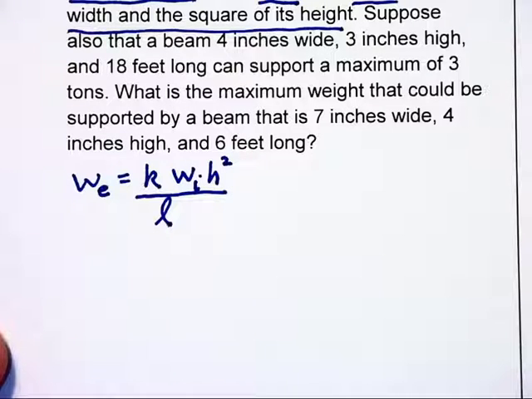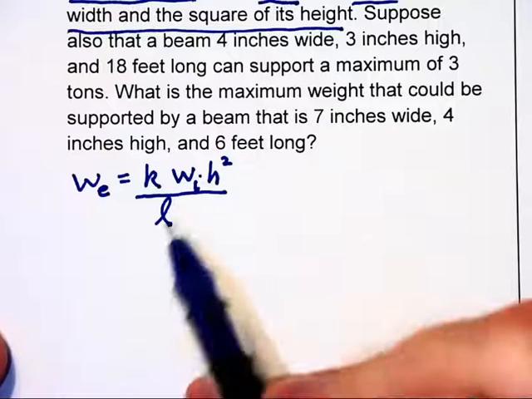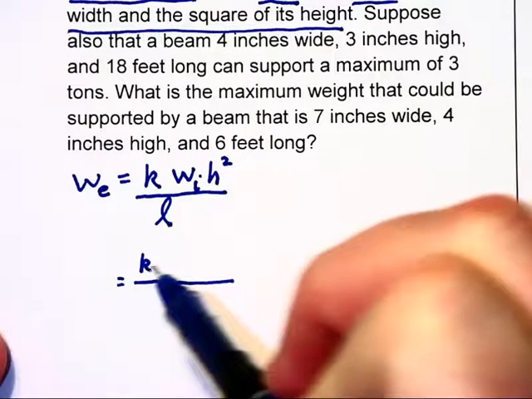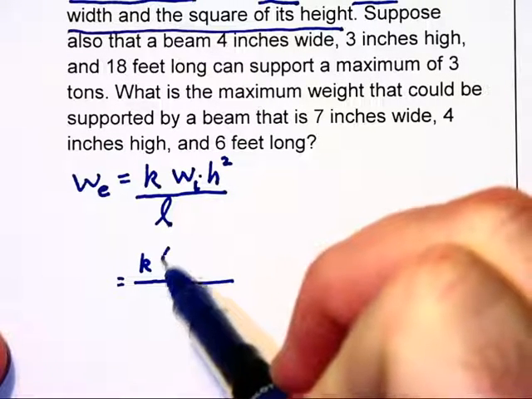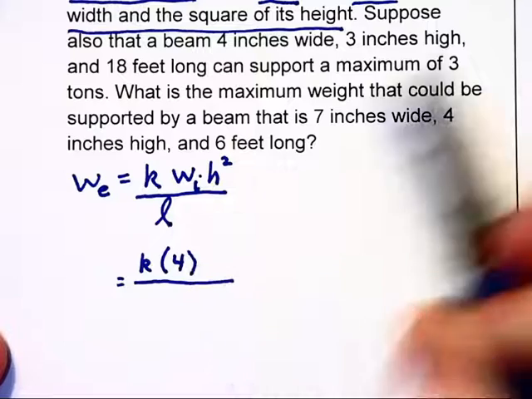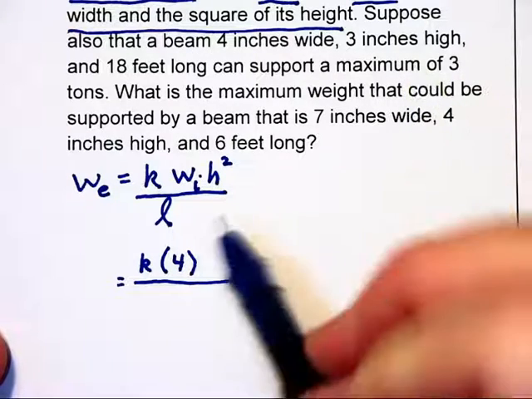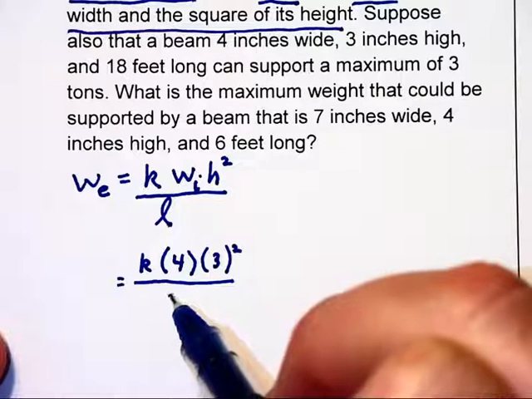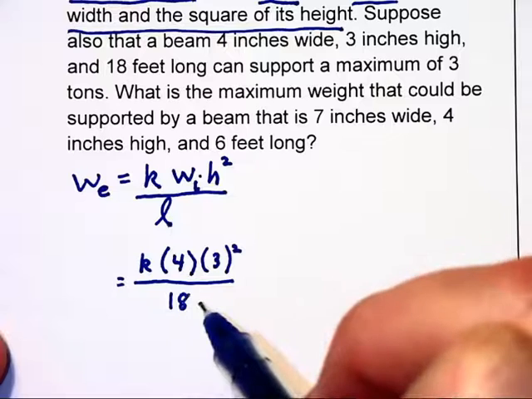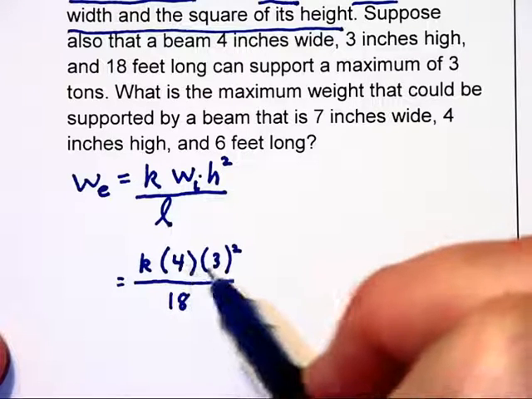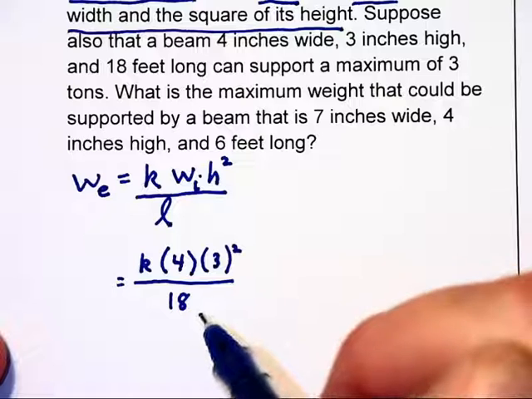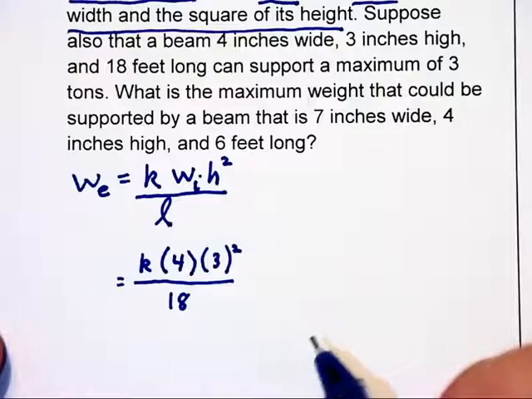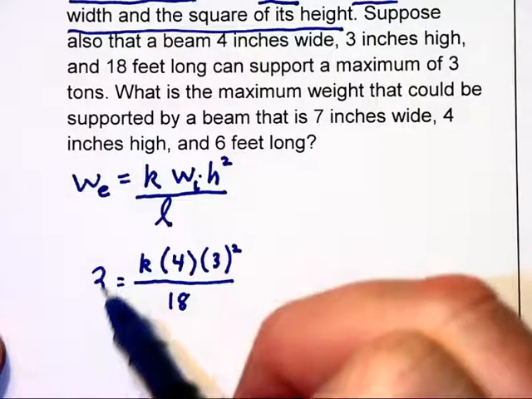Suppose also that a beam 4 inches wide, that is the width. So let's start substituting things in. We don't know K yet. We're assuming that we're going to have a width of 4 inches, 3 inches high, that tells us the height will be 3, and 18 feet long. Now I'm going to put 18 down in the denominator. Notice that this is in feet and the other ones were in inches, but as long as I stick with that later, things are going to be okay. Can support a maximum weight of 3 tons.